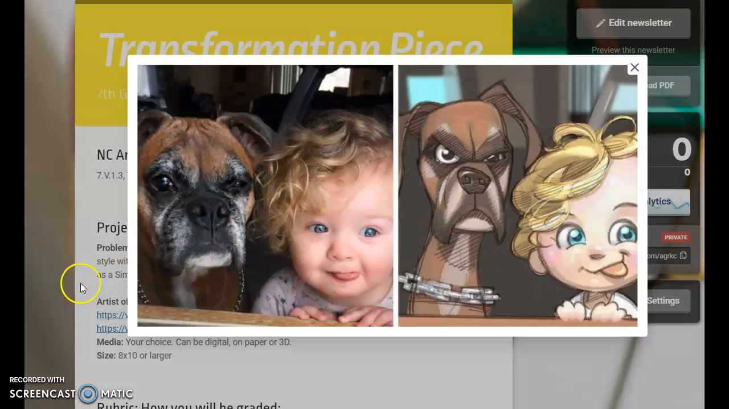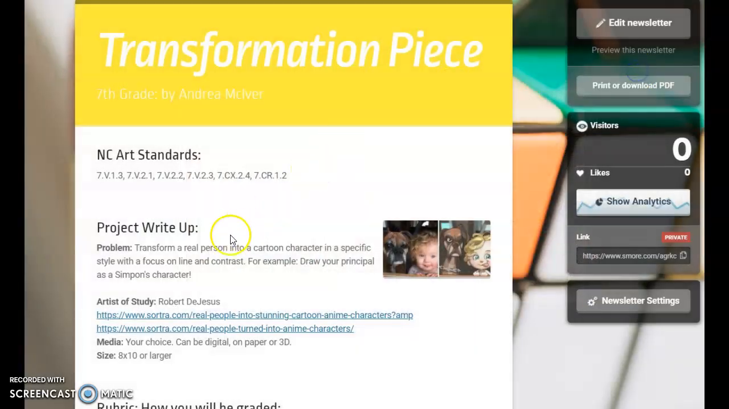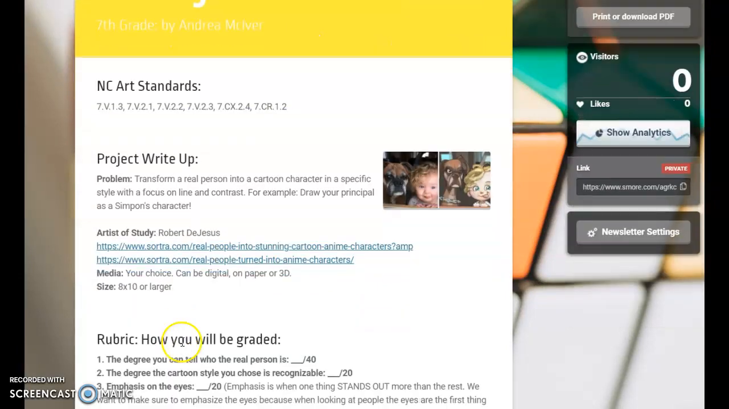So you're going to study an artist named Robert DeJesus. He's an awesome artist, and he got his start from just taking photographs of people and turning them into cartoons. Now people send him photographs and they pay him, and he sends them back these really cool cartoons. You can see this is the picture, and then this is the cartoon in his own personal style that he created. Really awesome story behind him. Your teacher can show you some more about these on his website.